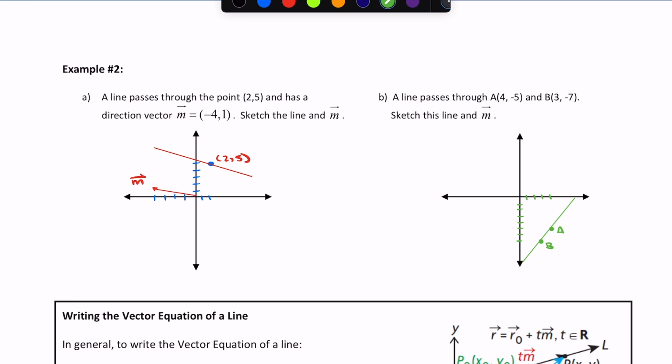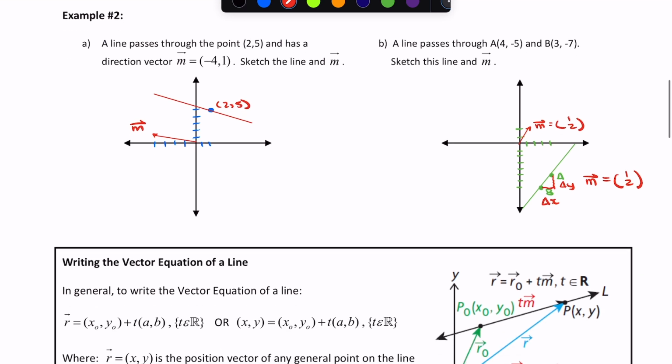And so here we can calculate again for our delta y and our delta x. So this is our delta y over our delta x. And so here our direction vector m will be equal to (1, 2). And so here again our x is 1 and our y is 2. And so here again our direction vector m will be equal to (1, 2).